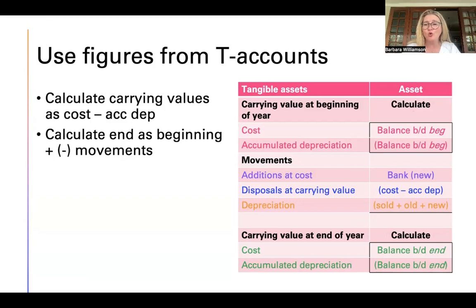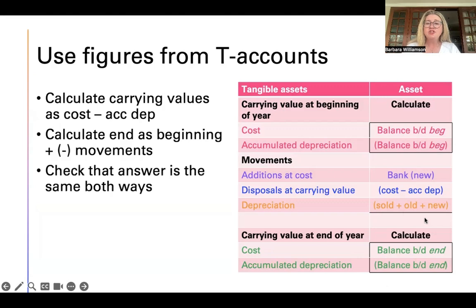Please make sure to always use brackets around your negative figures. In other words, the accumulated depreciation and the movements for disposals and depreciation, because if you don't put the brackets, you will lose a mark for each one. So over here, that would be 4 marks. Not a good idea. Once you've checked that your answer is the same both ways, if it's not, you know that you have made a mistake. Even if your depreciation calculation was wrong, working from your T accounts, this tangible assets note should work out the way that it does.